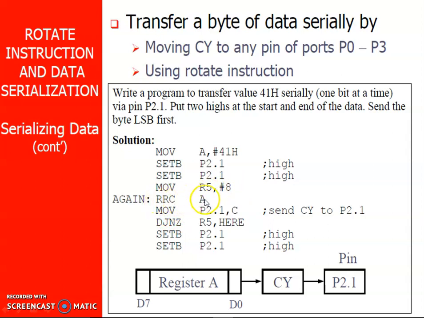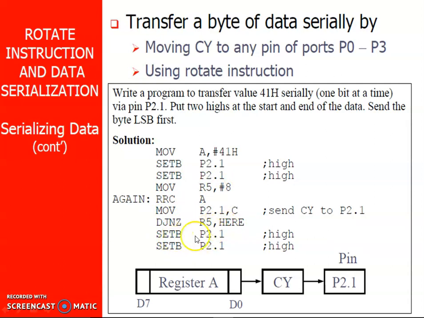RRC A, rotate the content of register A to the right through carry. So MOV P2.1, C. Send the CY to P2.1. So what are we actually doing? We are sending the content of A to port 2 bit by bit, with the help of the carry. Next DJNZ R5, again. Repeat the loop until all the 8 bits are covered.